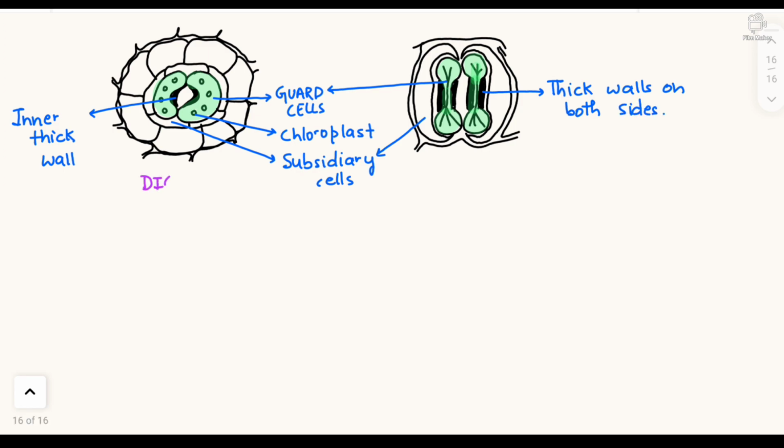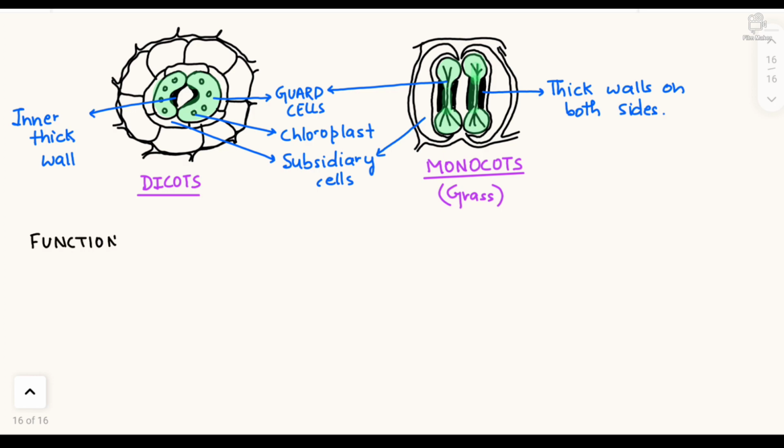Now this bean shape or kidney shape guard cell is present in dicots and dumbbell shape in monocots. So these are the structures of dicot and monocot stomata, right? Or we can say stoma.